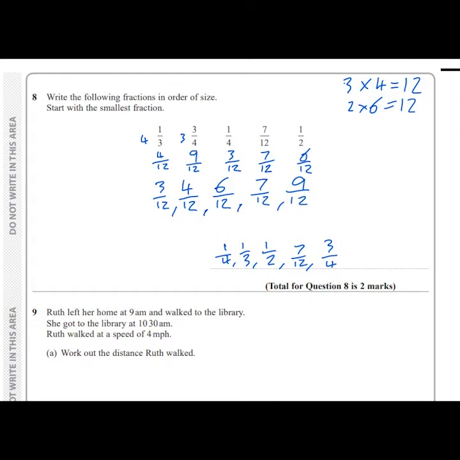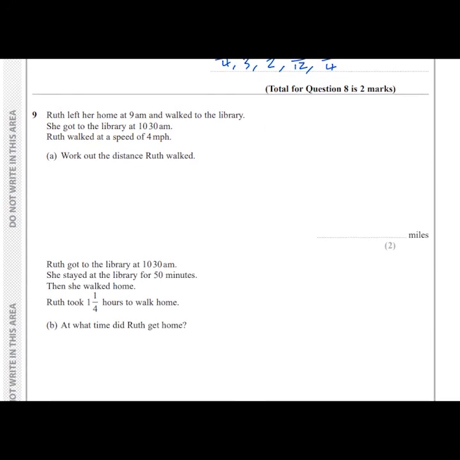Now for question 9. Ruth left her home at 9 AM and walked to the library. She got to the library at 10:30 AM. Ruth walked at a speed of 4 miles per hour. Work out the distance Ruth walked. So I think the easiest way of tackling this question is to draw out a timeline. So at 9, she was at home, and then just draw a line along here.